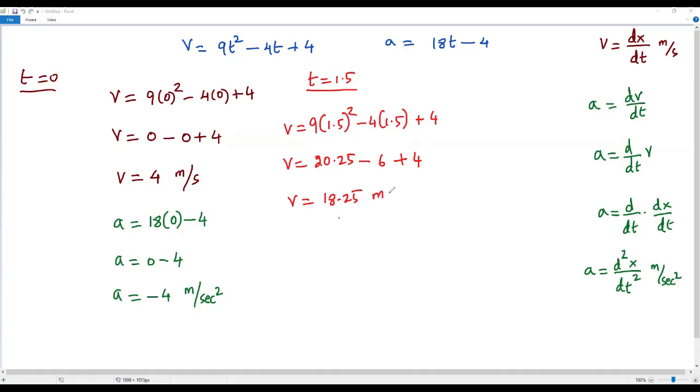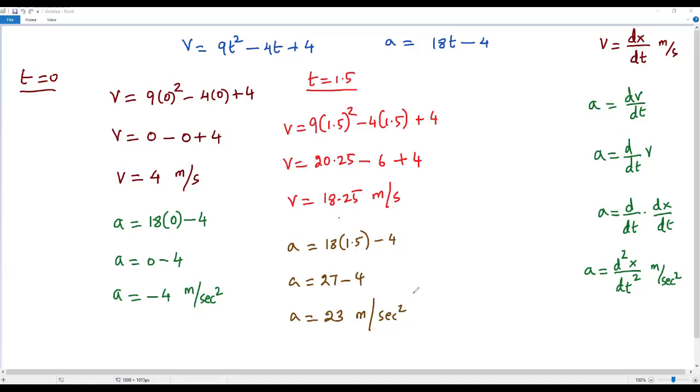18.25 meter per second. Already we know the unit for velocity. Okay, now let's find the acceleration when t equals 1.5. We have to plug t equals 1.5 into the acceleration function. That is 18 times 1.5, negative 4. So a equals, when I multiply 18 and 1.5, I'm getting 27, negative 4. Then I'm getting a equals 23. Already we got the unit for acceleration, that is meter per second squared.